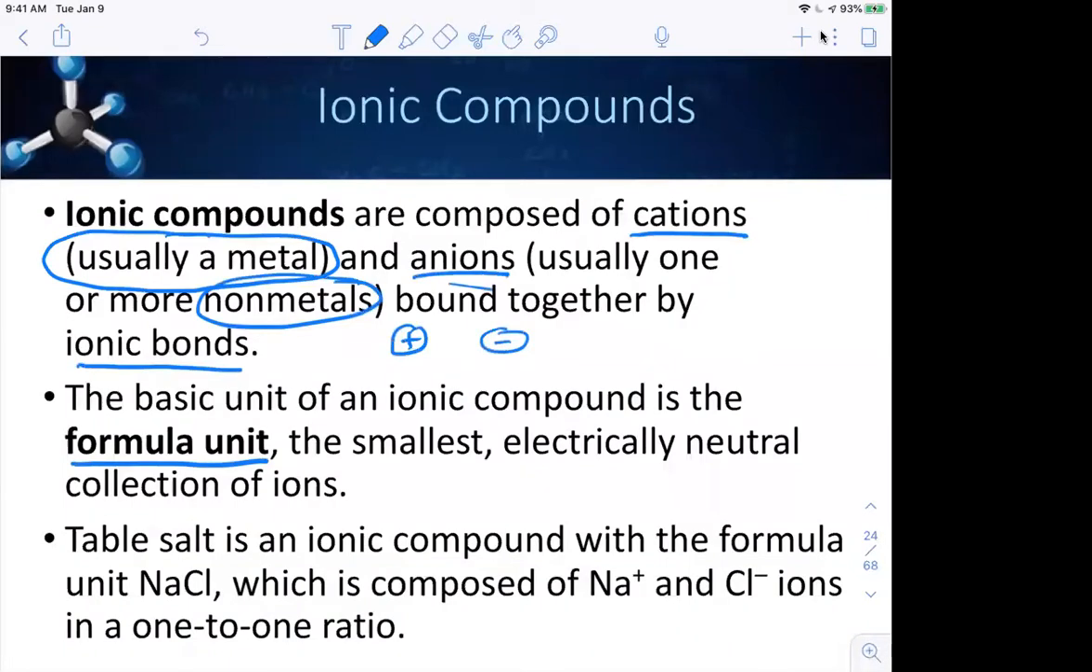So in an ionic compound, the charges on the positive cations must balance the charges on the negative anions, because ionic compounds are net neutral. So if I have a Na+ and a Cl-, I have a 1-to-1 ratio, which gives me a net charge equal to 0.